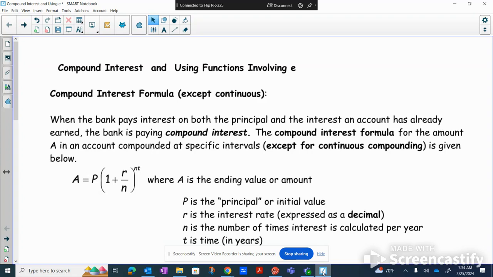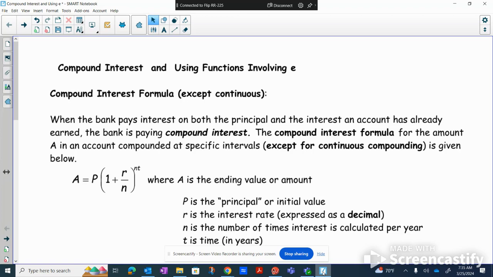A lot of times in problems, they're going to give you the rate as a percentage. And we're going to need to convert that to a decimal. And we convert it to a decimal by dividing by 100 or moving that decimal place to the left 2 units. N is the number of times interest is calculated per year. T is time in years.